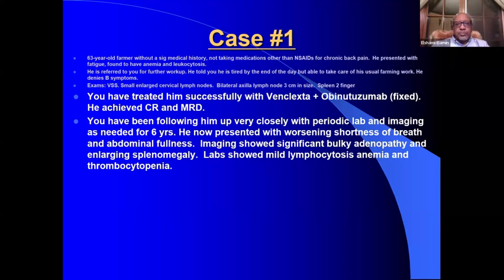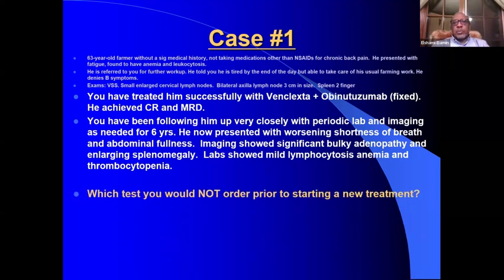So now, you remember, you treated him with Venclexta and obinutuzumab, he did well for 6 years, and now he has a relapse. Remember, we said CLL patients, we don't cure them. In some of them, the disease comes back and is refractory. So which test would you not order prior to starting a new treatment? So here, the test that you would not do.